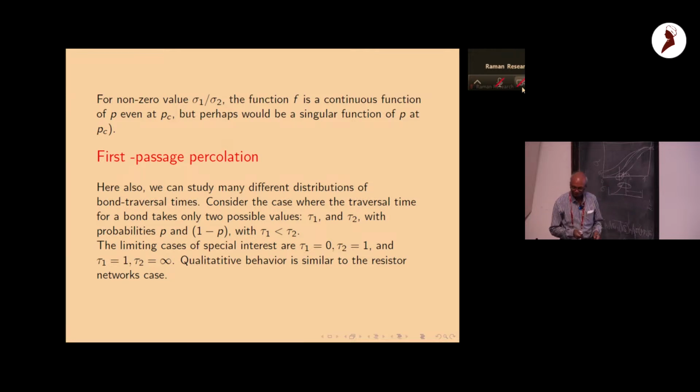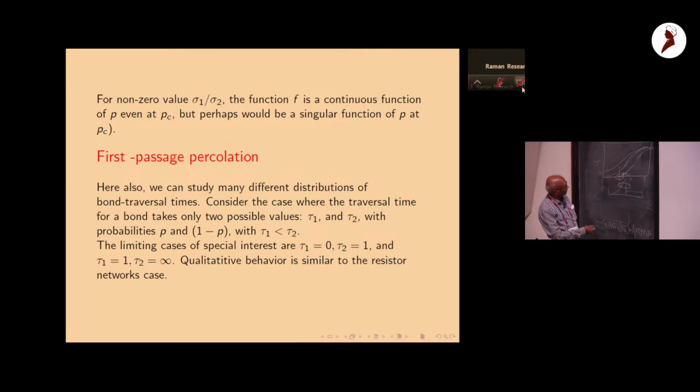That's the definition. Okay, so in the first passage percolation also you can study many different distributions of bond traversal times. And we will again just simplify the problem. If I understand this T1, T2 problem, then I will understand the rest. So it is in the spirit of my resistor problem where I introduce sigma 1, sigma 2. Here I am introducing T1, T2. And then what happens if you just have values T1, T2? And then again, there is a special case where T1 is 0, T2 is 1. It's like the insulator. This is like the superconductor. So some bonds immediately let you connect and others don't let you connect.